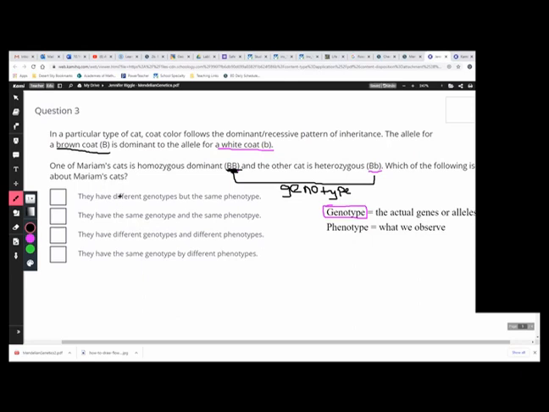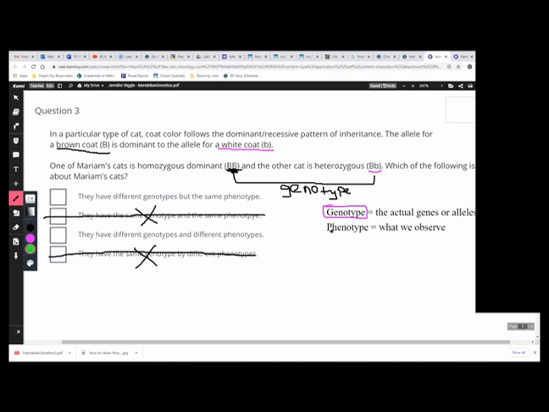So let's just go through this list here. Different genotype, nope, they're not the same. Different genotype, they're not the same. So I know it's not either of these two. We just changed our chances of getting this question right from 25% up to 50%. We doubled our odds of getting this right.